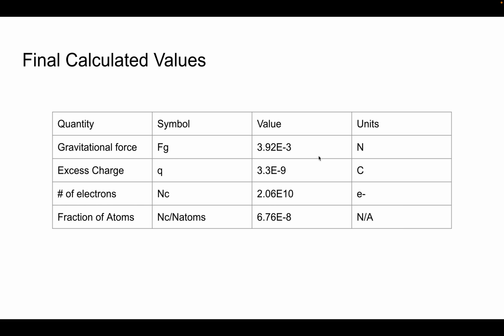These are our final values. The gravitational force on the tape was about 3.92 millinewtons. The excess charge was 3.3 nanocoulombs, equal to about 20 billion electrons. When compared to the total number of atoms, only 1 in about 10 million atoms on the tape surface was actually involved in a charge transfer. That's a very tiny fraction, but it still produced a noticeable force.